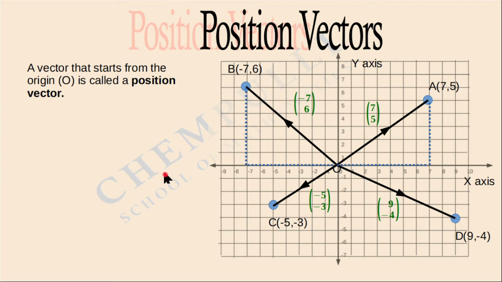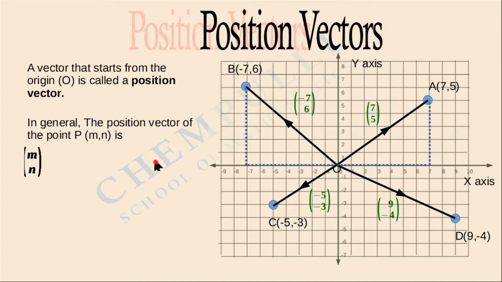Then in general, what is the position vector of a point P(m, n)? In the case of (7, 5), we got the position vector by writing the same thing in column form. Similarly we got the position vectors for (-5, -3) and (9, -4). In this case, the point is (m, n). Then what is the position vector of that point (m, n)? We can write it like this. This is the position vector of the point P(m, n). That is the vector OP, the vector from the origin to the point P.